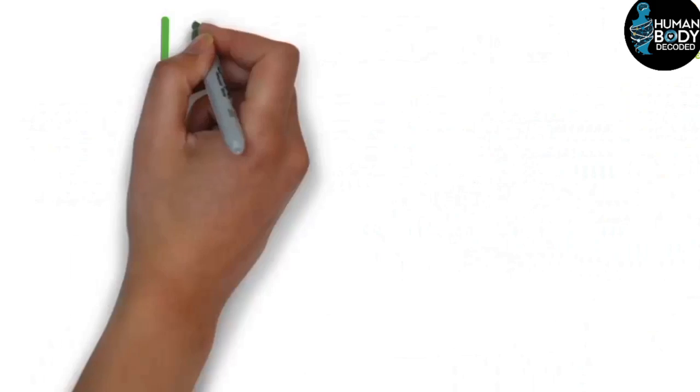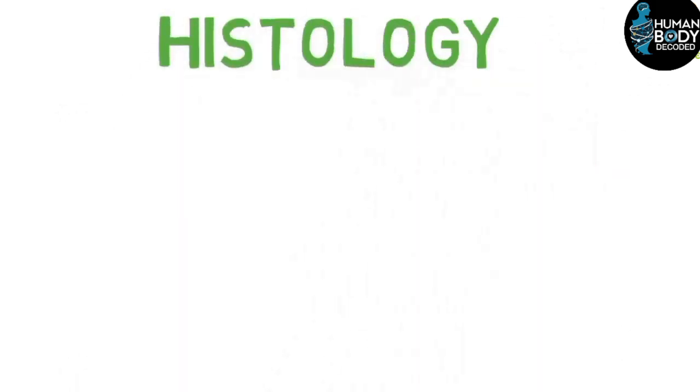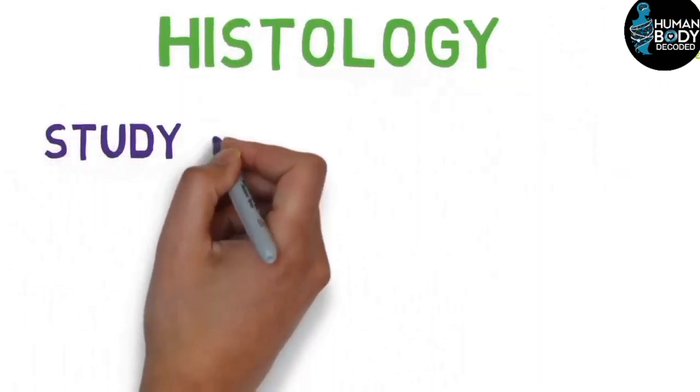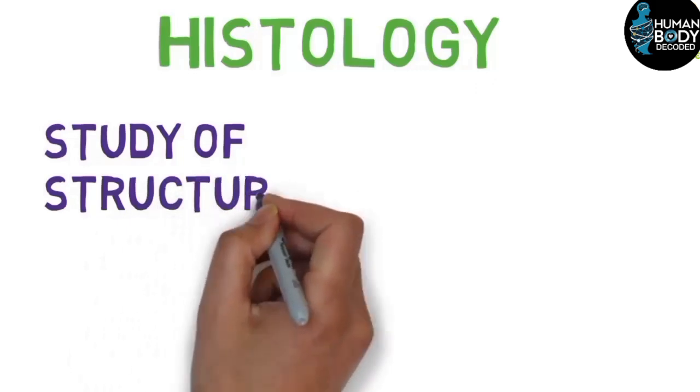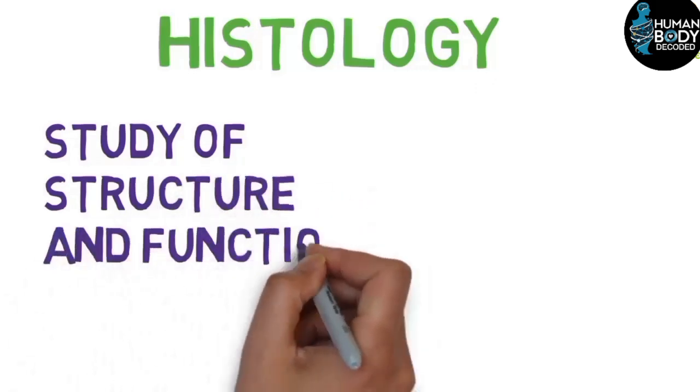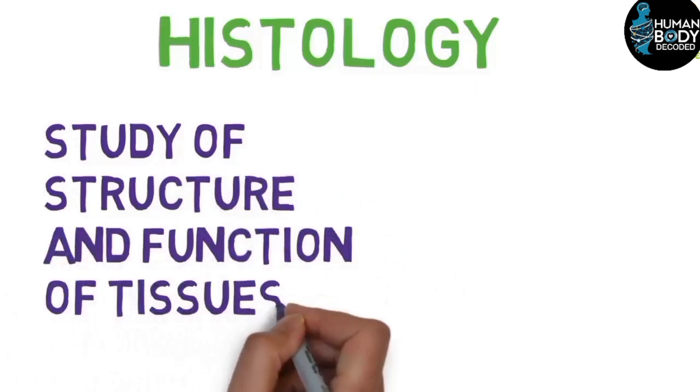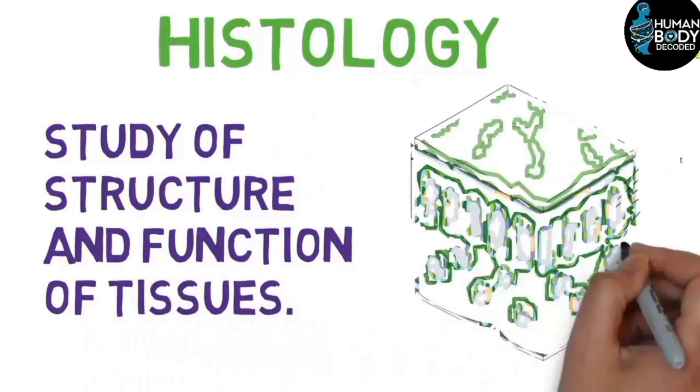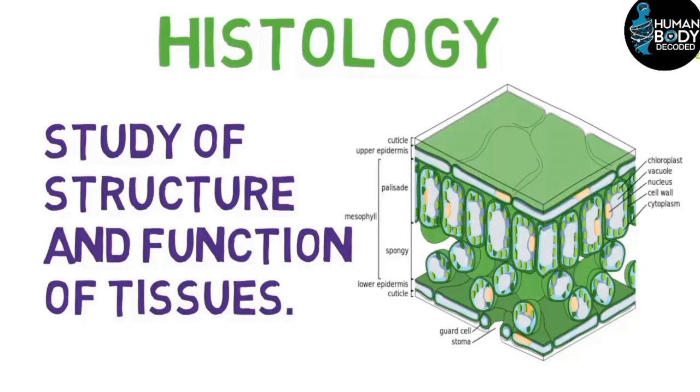Number 5, histology. Histology is derived from histo, which means tissue. So, the study of tissues is called histology. Whether it's the structure of tissues or their functions, the study of them is called histology.